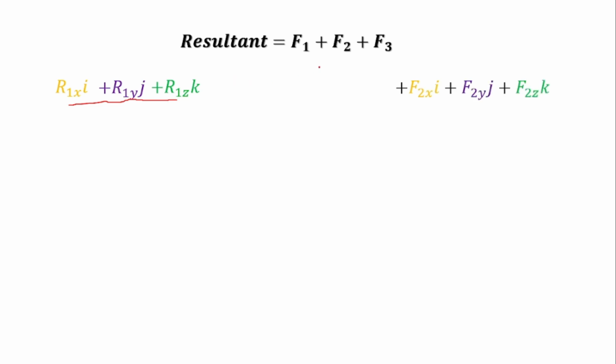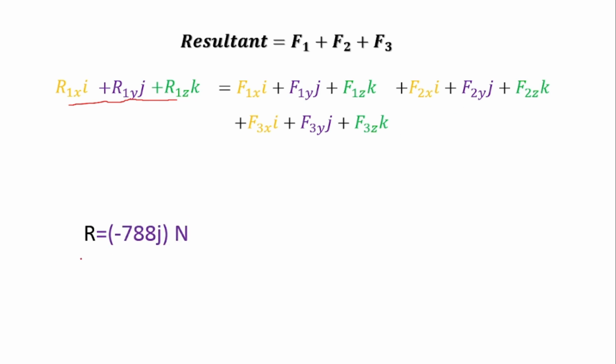So it is equal to the force F2, F2x i plus F2y j plus F2z k, force F1, F1x i plus F1y j plus F1z k, and the third force F3x i plus F3y j plus F3z k. If there are four forces, you can write F4x i plus F4y j plus F4z k. In this way, you can go on.